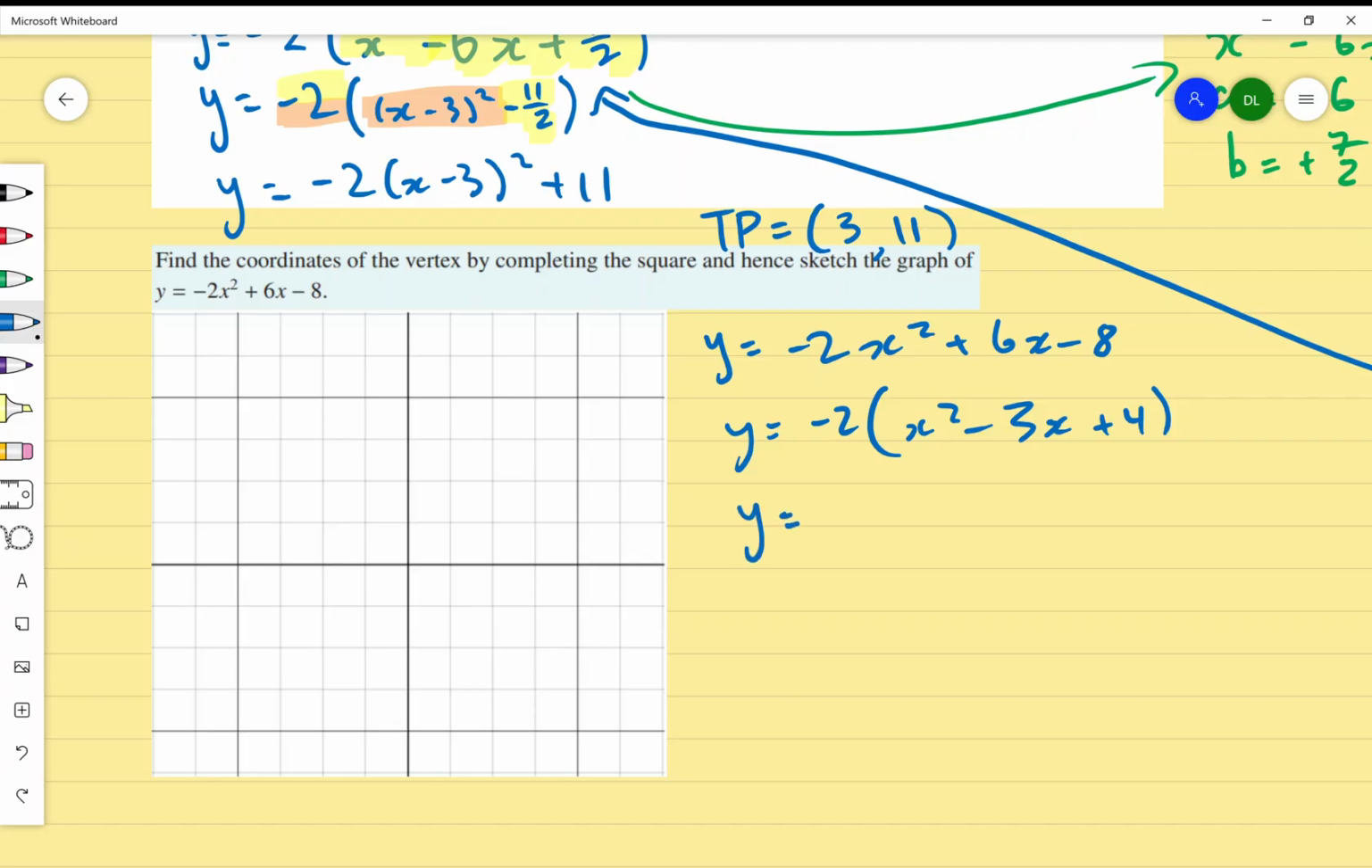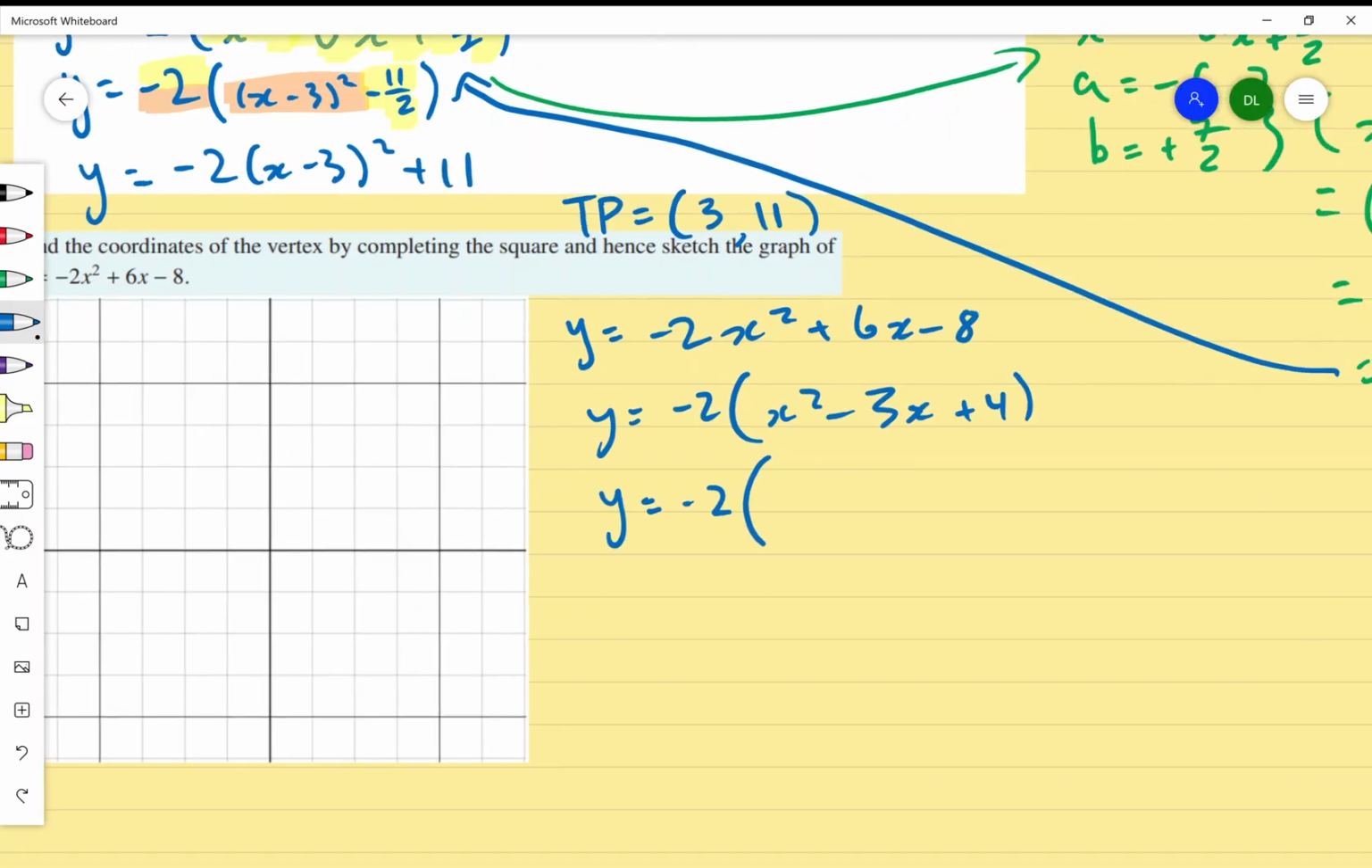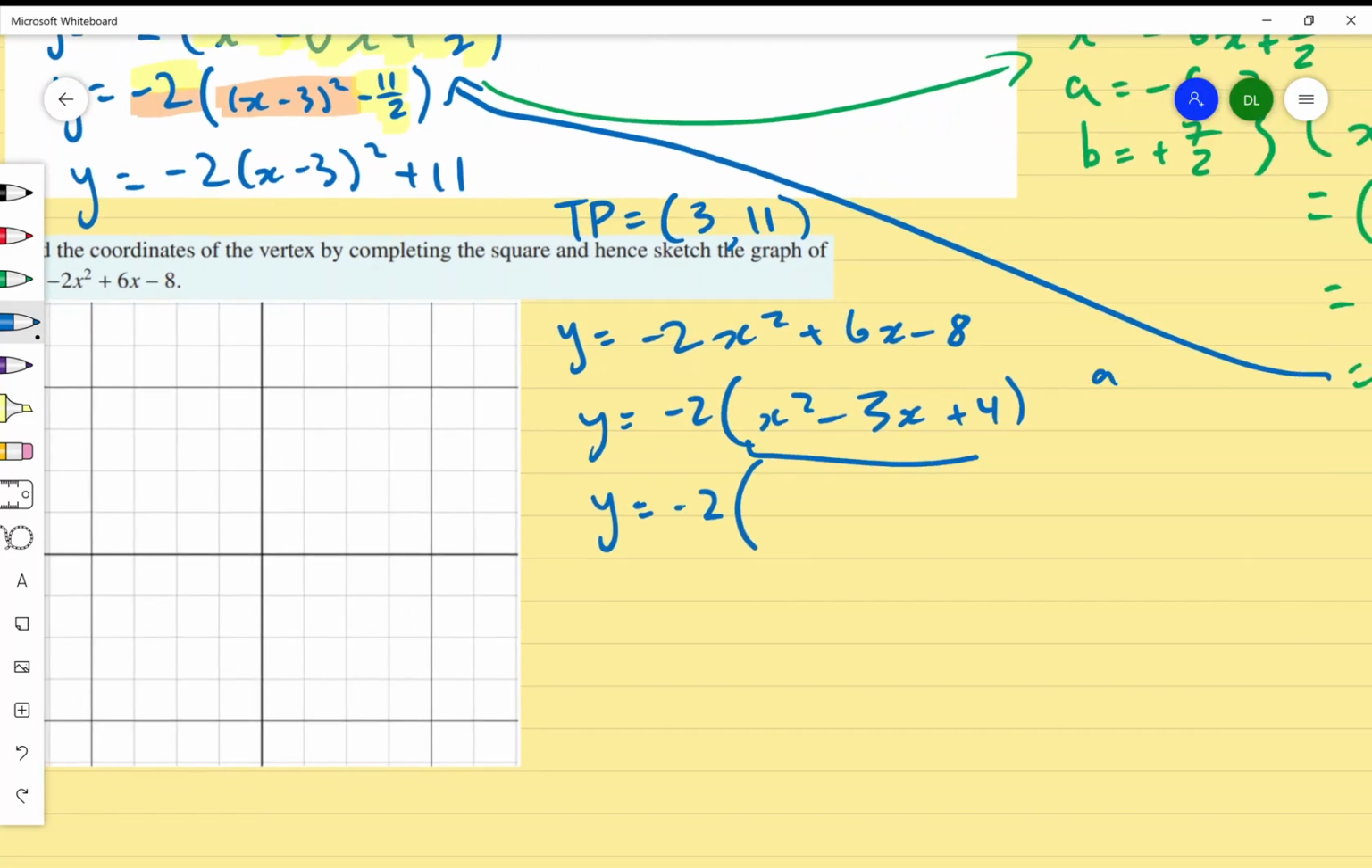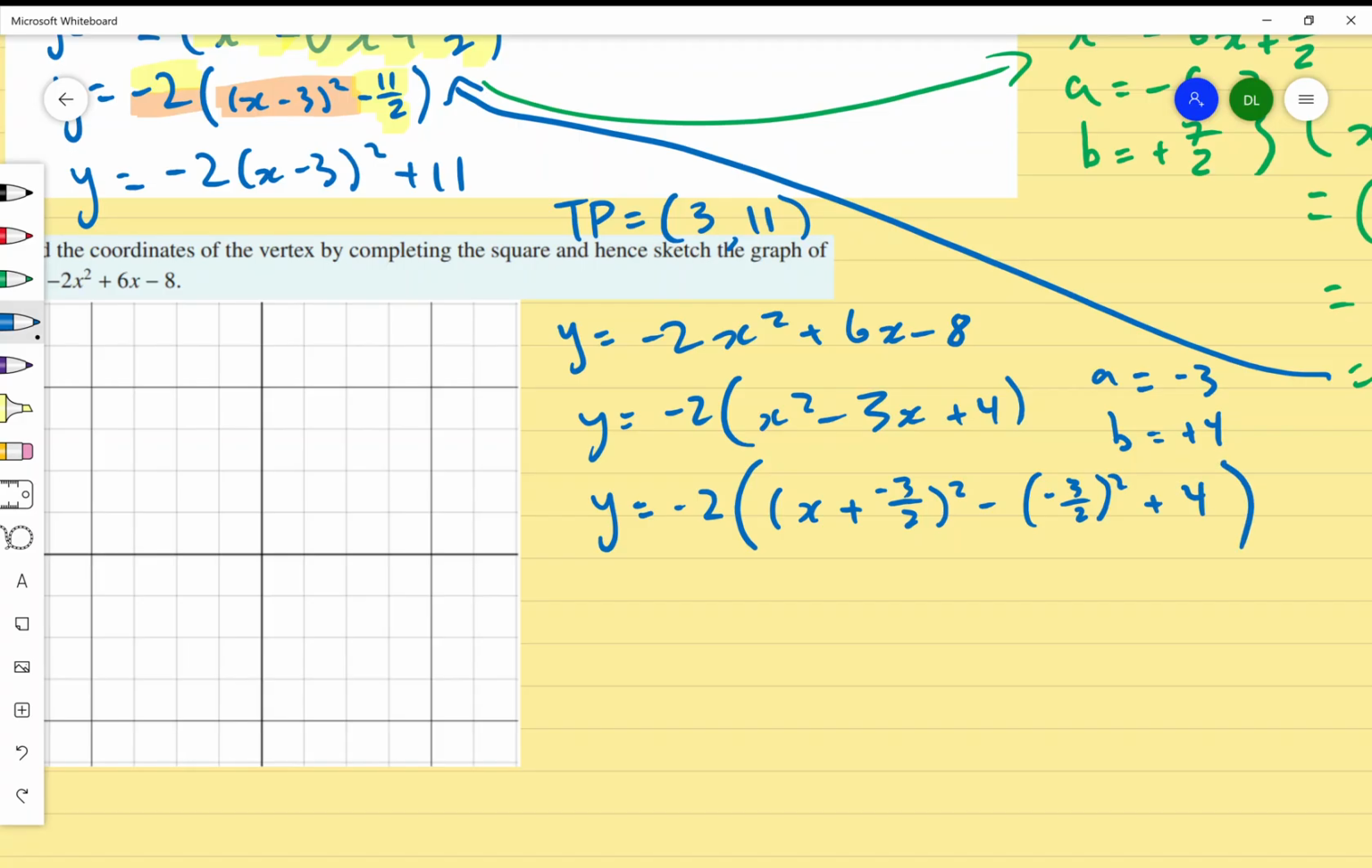So y equals negative 2. Now, what's my value of a in this right here? Negative 3, thank you very much. And then b? Positive 4, good work. So x, take away, x plus, what's a over 2? Well, it's going to be negative 3 over 2. Square that, take away negative 3 over 2 squared, plus 4. Are we okay with that? Yeah. So I've just applied those values into the equation.